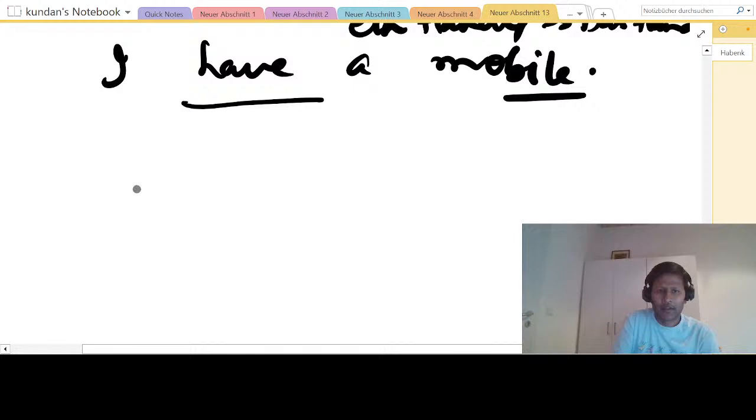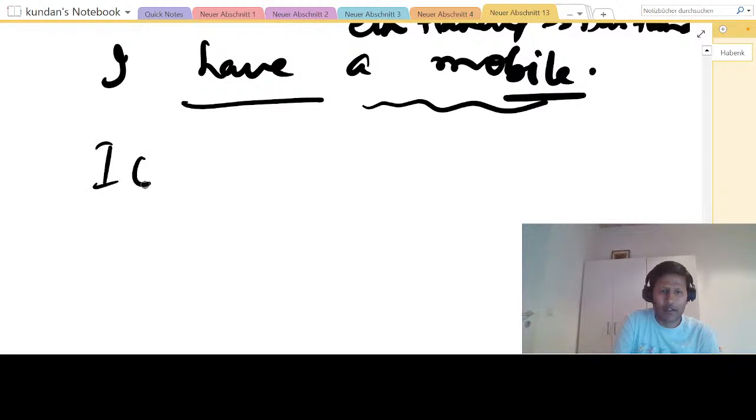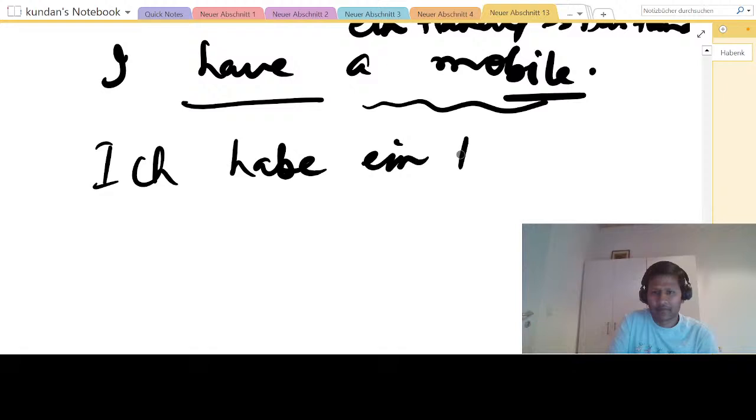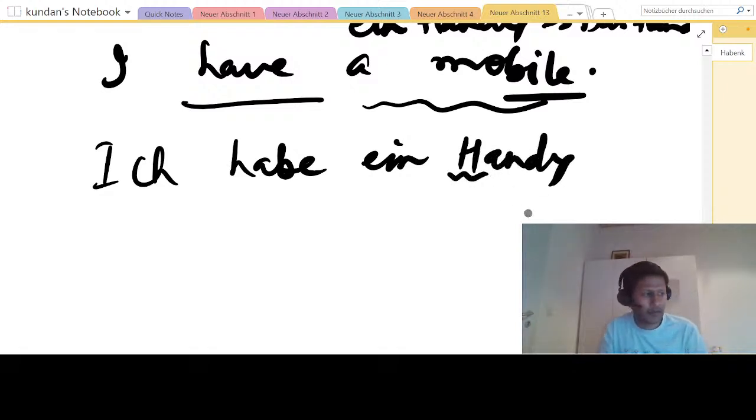Yeah, all right. So this object is in accusative, and we have to worry only for that. But this object is what? Neutral. So we don't have to worry at all, right? So the sentence will be: Ich habe ein Handy. And you see this I, I'm writing capital. Please keep that in mind.